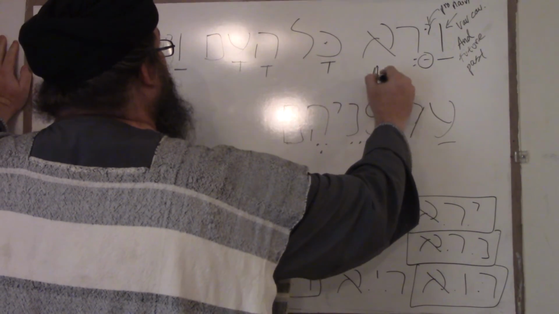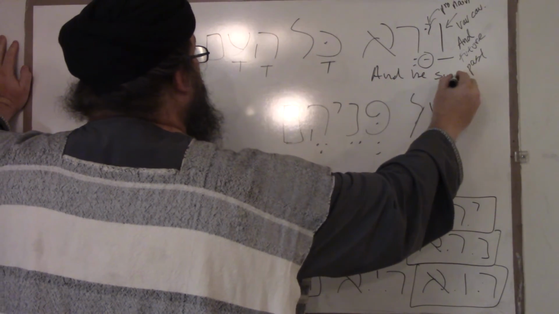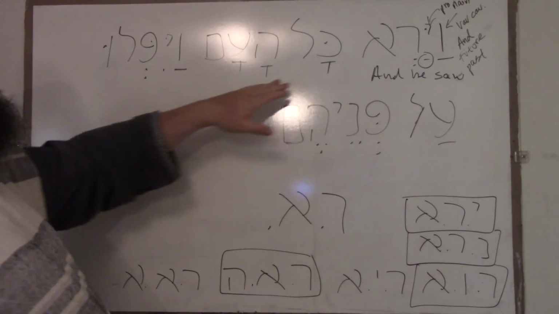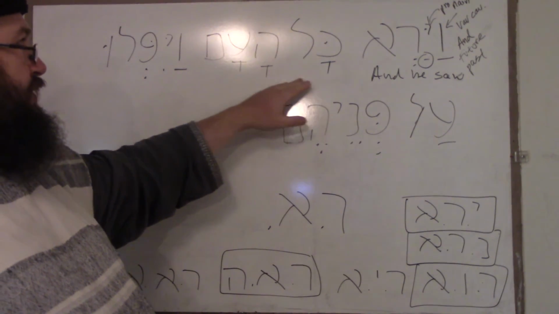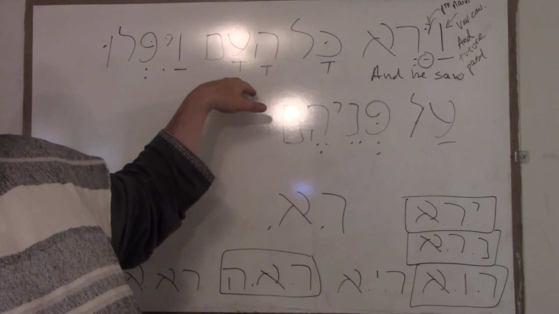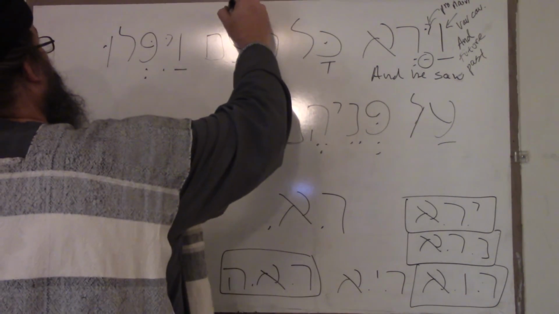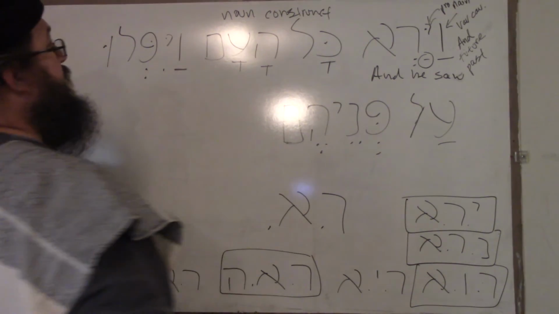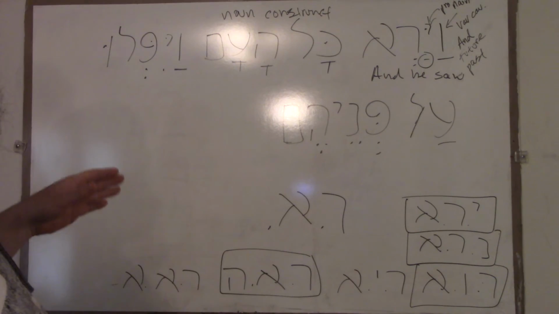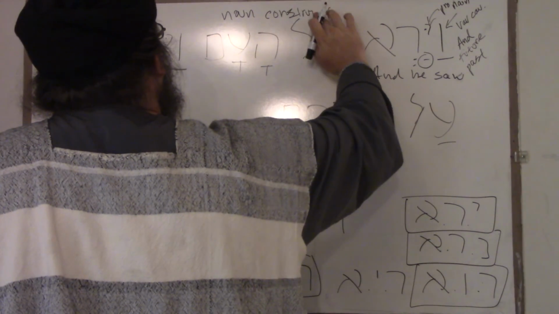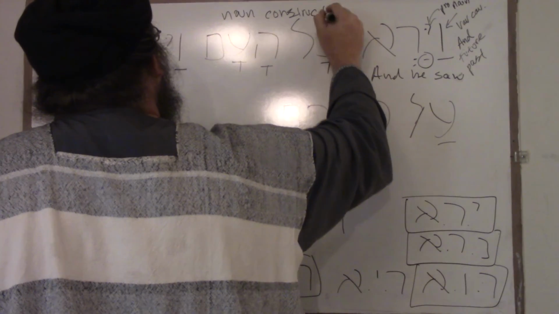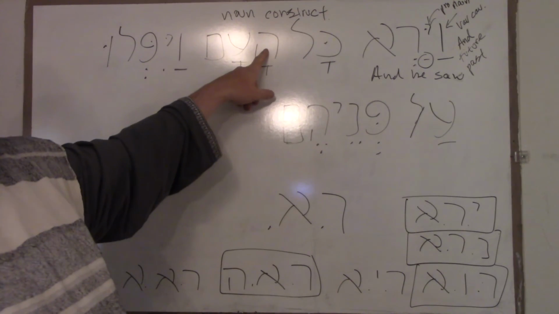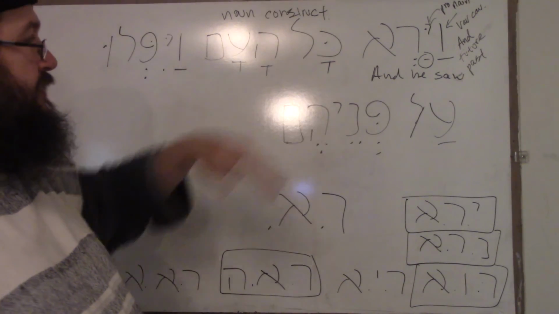So here we have and he saw. Now we have a noun, okay, which is in what we call a noun construct. So here we have a noun construct. Why is it a noun construct? The reason it's a noun construct is because we have two nouns, and this has the definite article. So this makes the noun definite, okay?